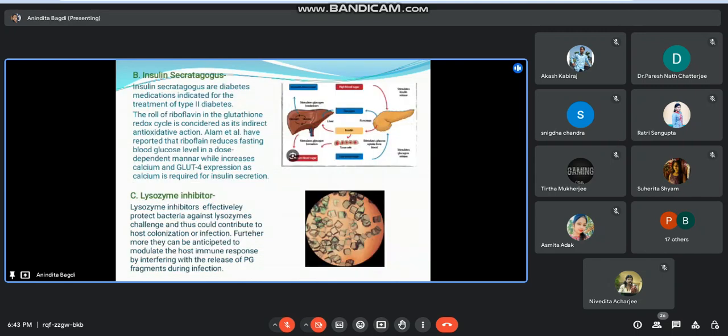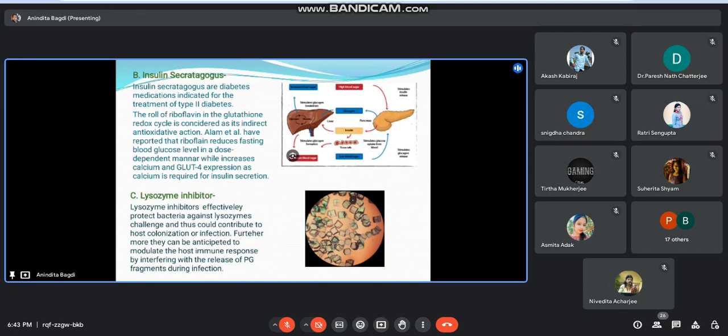Next, insulin secretagogue. Insulin secretagogues are diabetes medications indicated for the treatment of type 2 diabetes. The role of riboflavin in the glutathione redox cycle is considered as an indirect antioxidant action. Adam et al. have reported that riboflavin reduces fasting blood glucose level in a dose-dependent manner while it increases calcium and GLUT4 expression, as calcium is required for insulin secretion.